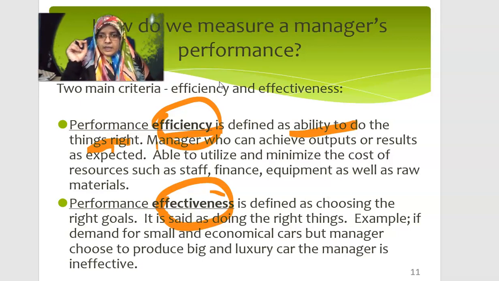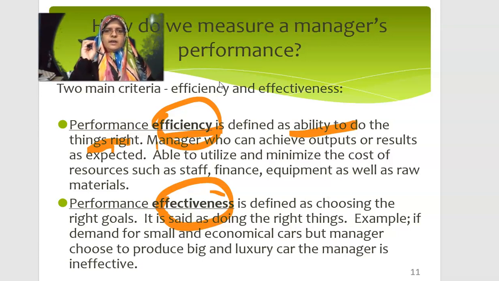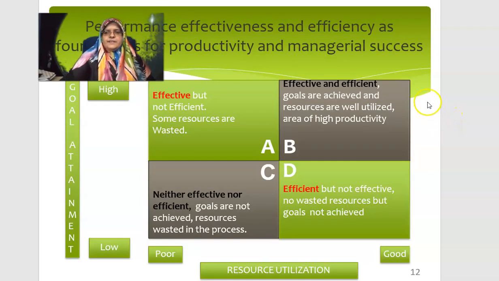If it is said doing the right things, if you look at the example, demand for small and economical cars. People want to buy small and economical cars that do not use much fuel. But the manager goes and produces luxury cars. So there is no alignment with the demand. That is how exactly we want to measure managers' performance.